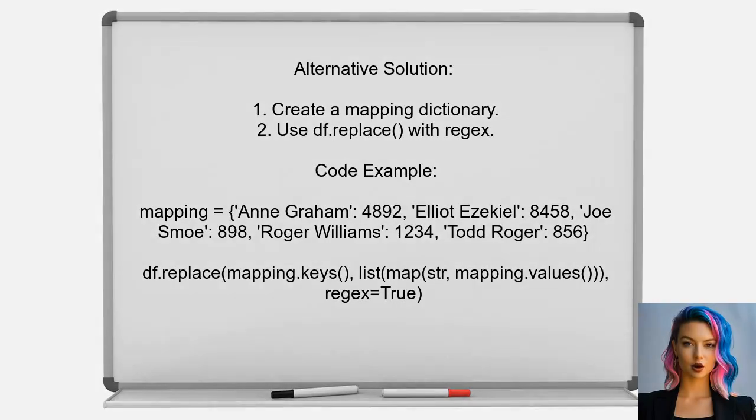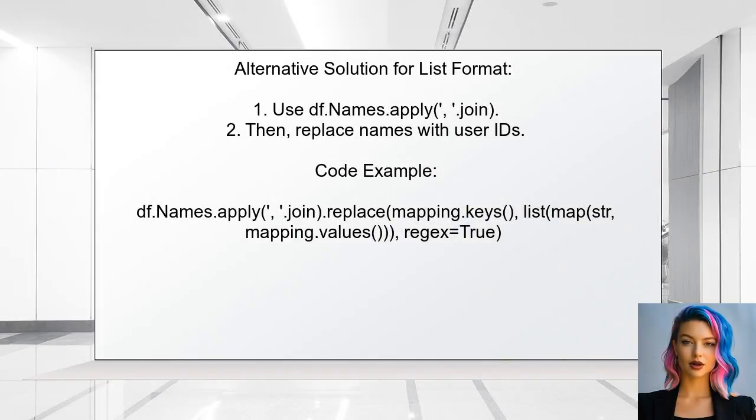An alternative approach shared by another user involves using the replace method in Pandas. They first create a mapping dictionary of names to user IDs. Then they apply the replace function on the data frame, replacing the names with their corresponding user IDs using regex. If your names are in a list format, the user suggests using the apply method with join to convert the list to a string before replacing the names with user IDs.